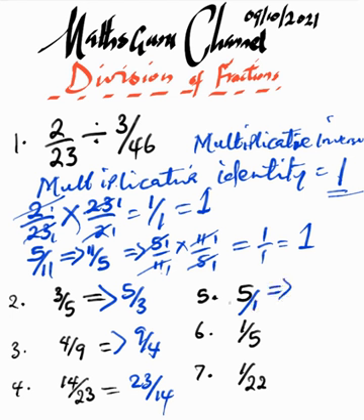And the multiplicative inverse will be 1 over 5. This is going to be 5 over 1, which is the same thing as 5. This is going to be 22 over 1, which is still the same thing as 22. Take note of this.